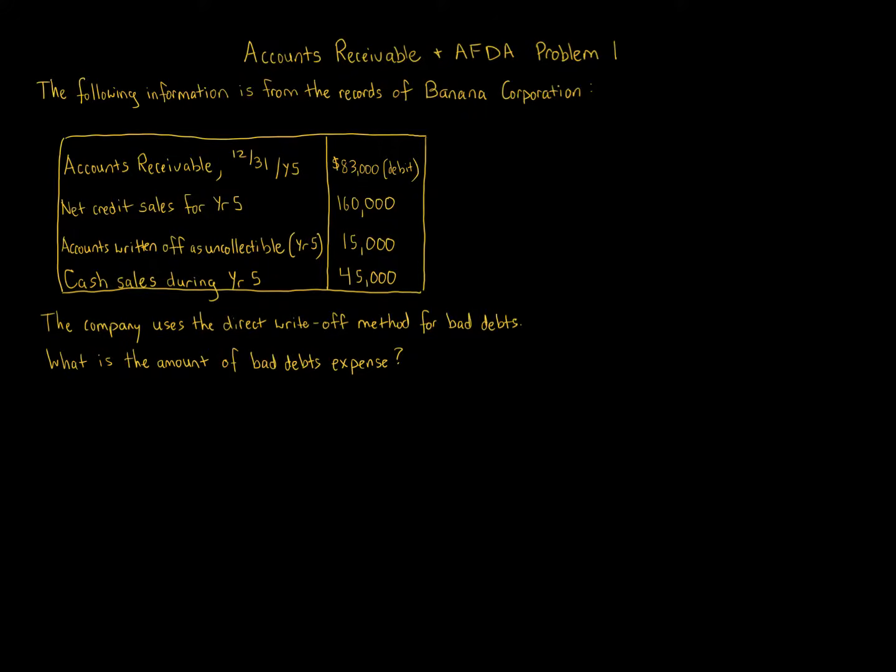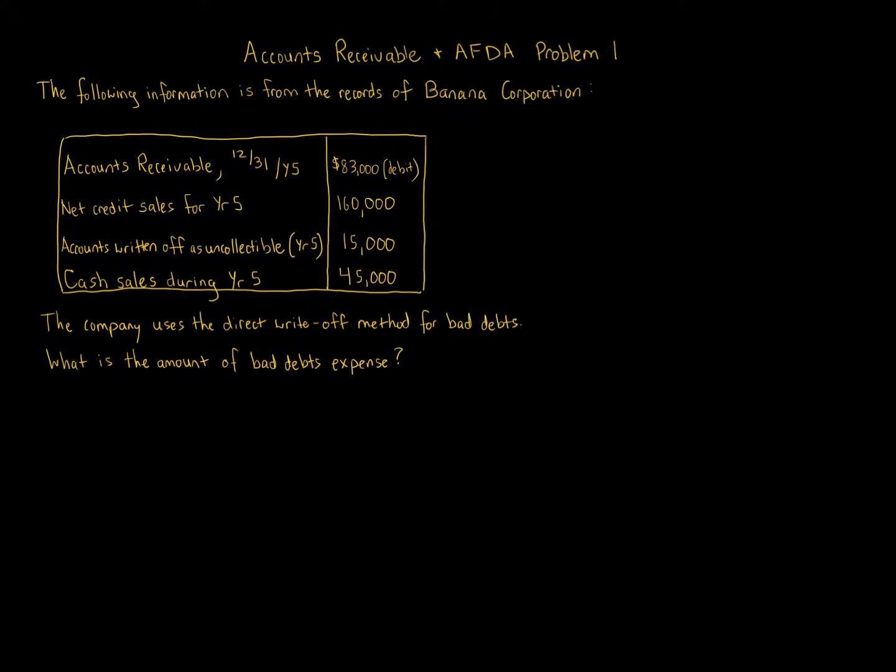Accounts Receivable and AFDA Problem 1. The following information is from the records of Banana Corporation. Accounts receivable on December 31st, Year 5, an $83,000 debit balance. Net credit sales for Year 5, $160,000.